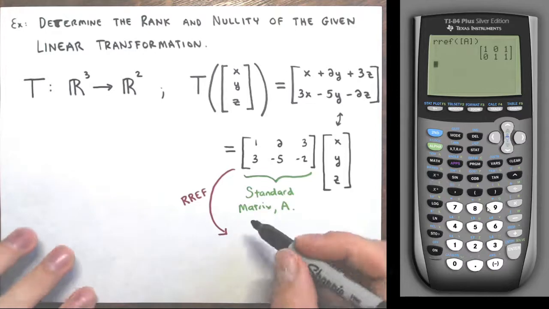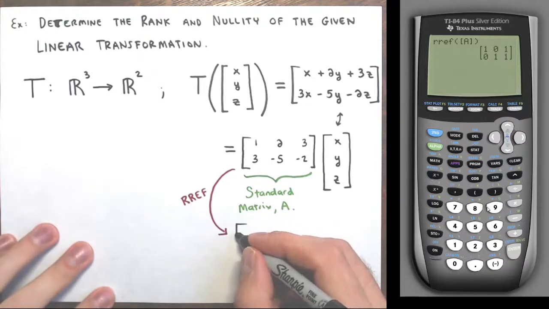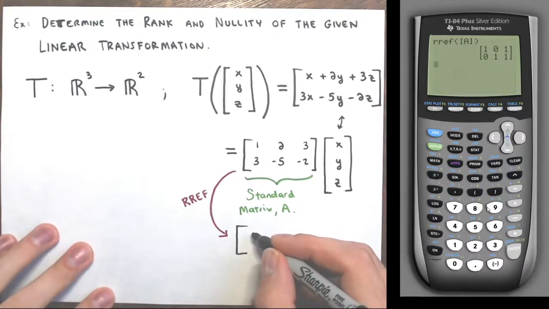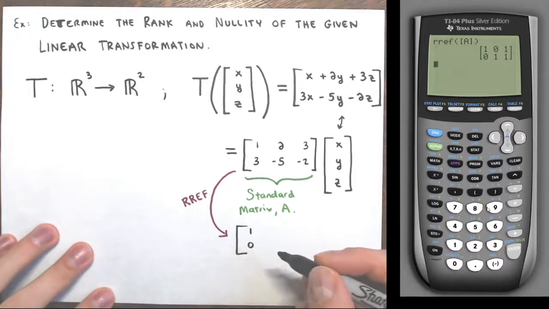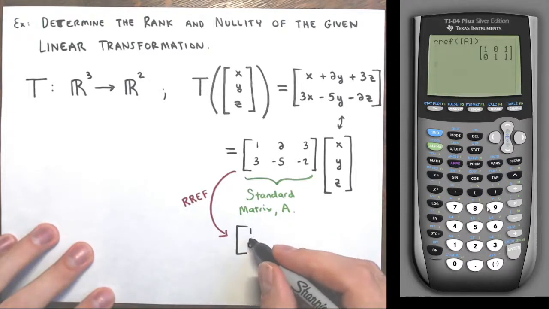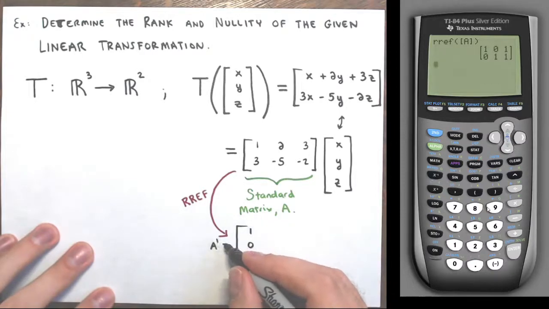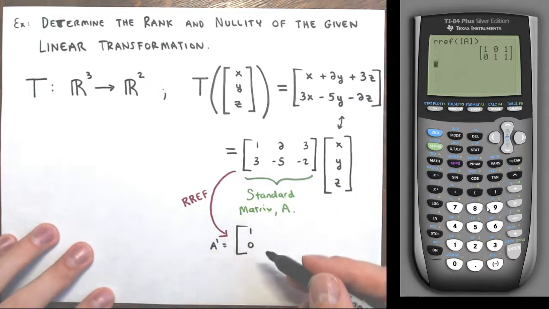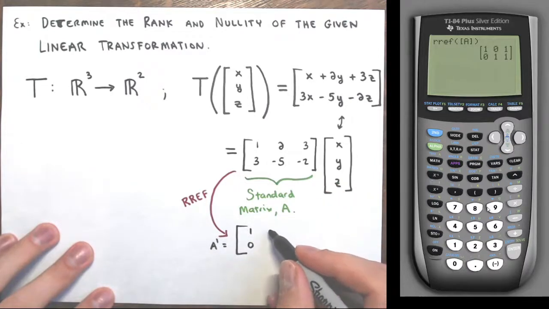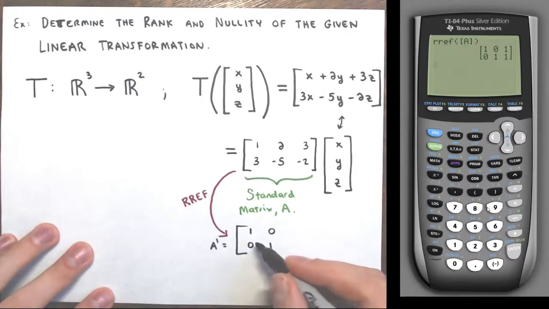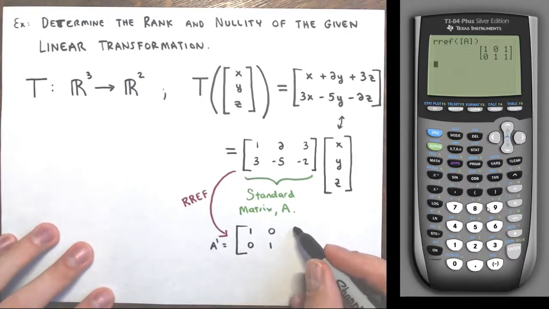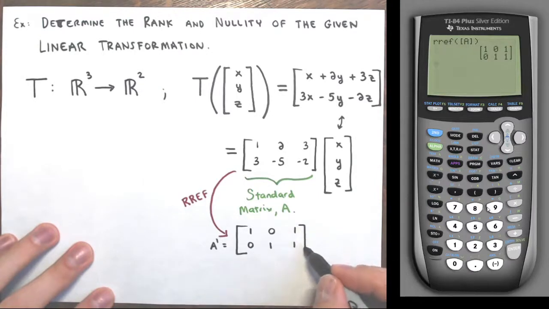All right. So putting this into reduced row echelon form gives me the following row equivalent matrix. Now again, I could call this A prime, just so I know it came from A. It is an echelon form of A. So 1, 0 for the first column, 0, 1 for the second column, 1, 1 for the third column.